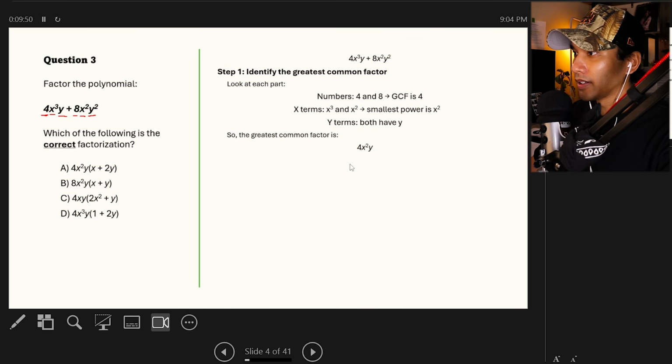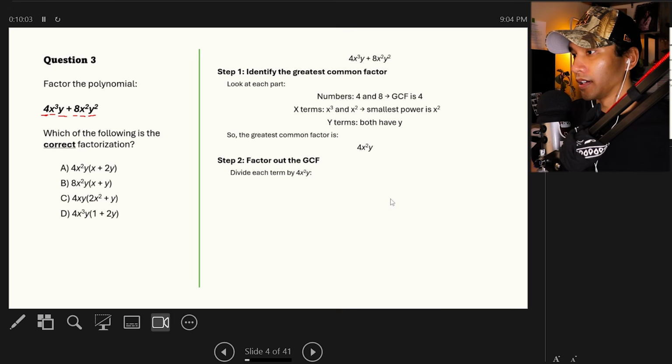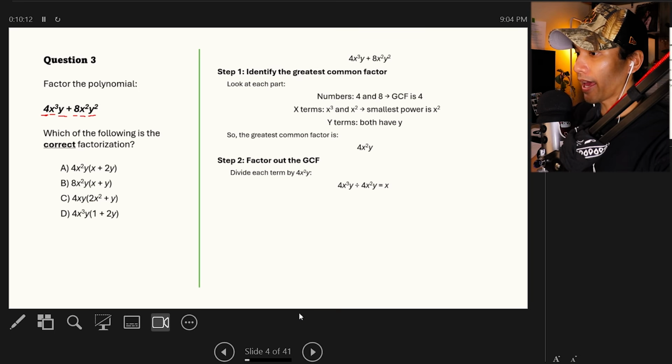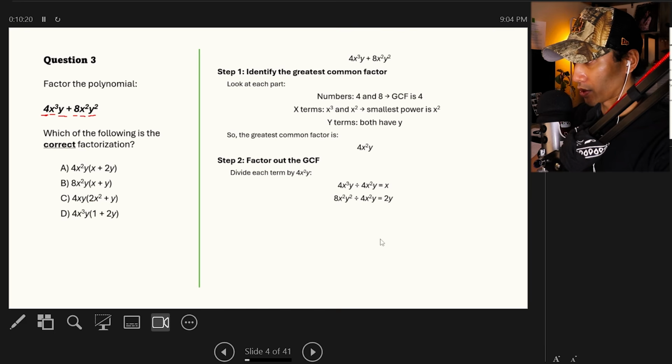And then we just divide this by each of these. Factor out the GCF. Divide each term by 4x squared y. So 4x cubed y divided by 4x squared y equaling x. And then 8x squared y squared divided by 4x squared y, which is the greatest common factor, equals 2y.